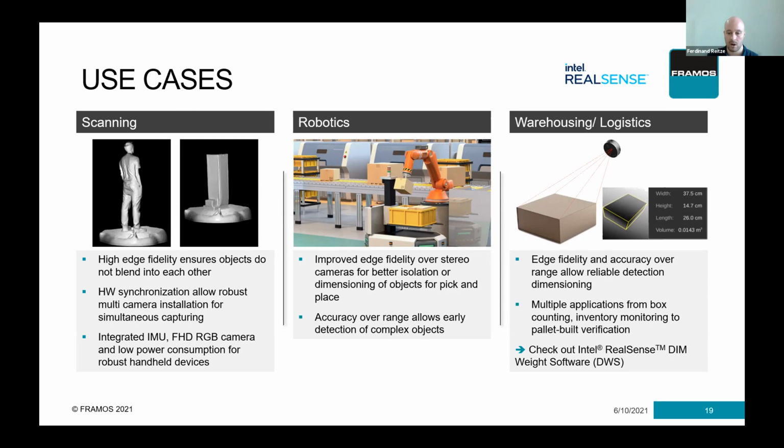If you think of box counting for loading or unloading of trucks, inventory monitoring using RGB to scan the barcode, or verifying the correct build of a pallet before you ship it out. This all helps to mitigate some of the typical problems that can be seen in this vertical. And Intel offers dimensioning and weighing software, the dim weight software, that can help you get a jump start if you have such a use case.